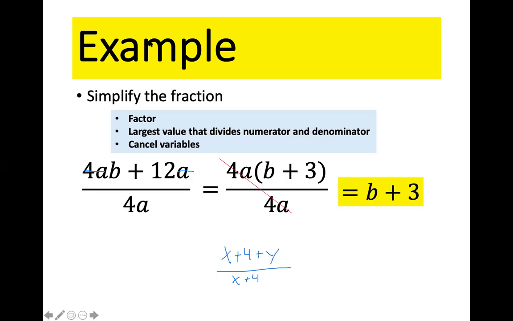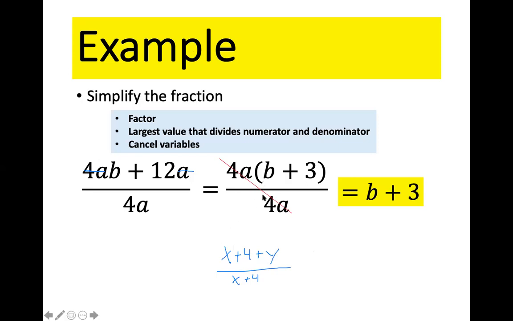Yeah. All right. So I want you to look at this fraction right here: x plus 4 plus y, over x plus 4. Can we cancel out the x plus 4s? Well, you can, but you shouldn't. Because if you cancel out the x plus 4s, you get y over 0, which you cannot do. So the answer to that question is no.